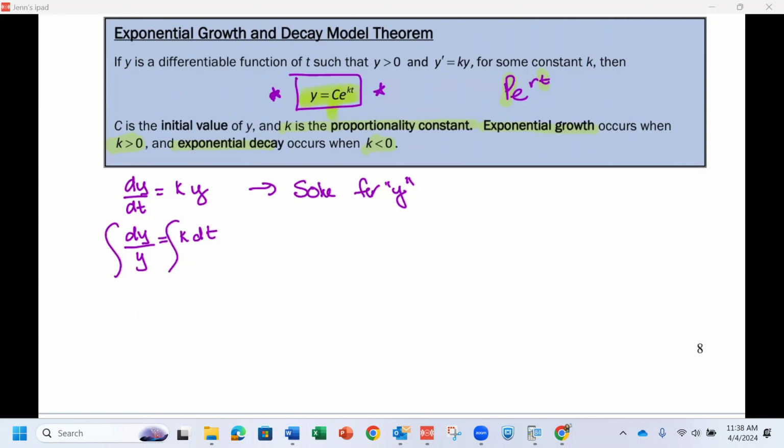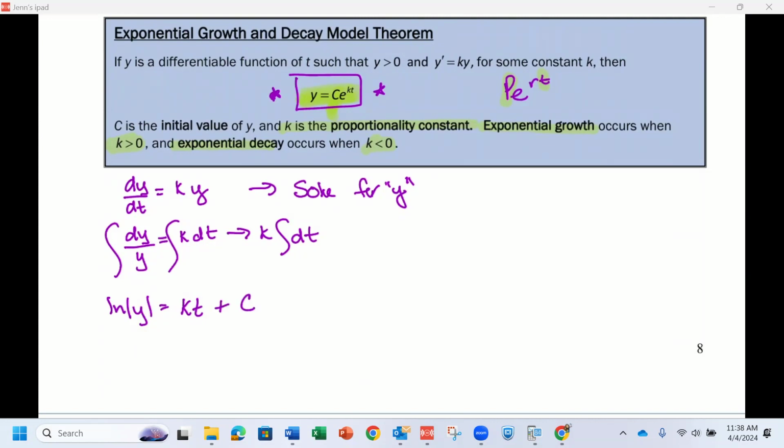So what is your integral of 1 over y dy? The integral of 1 over y dy is going to be ln of y equals. Remember, k is a constant, so I can pull out that constant, and I'm going to integrate dt. So how do you integrate dt? The integral of dt is just going to be what? T. So I have k times t, and don't forget to add your c.